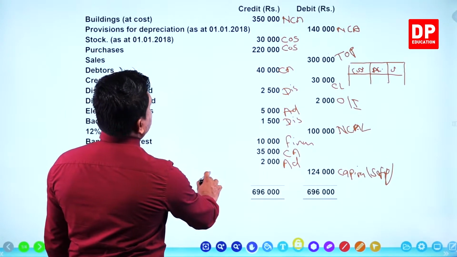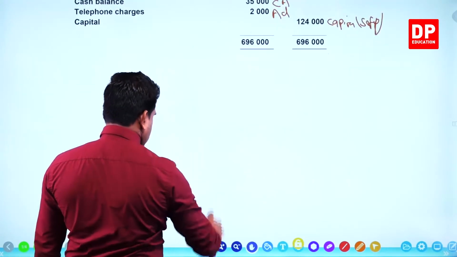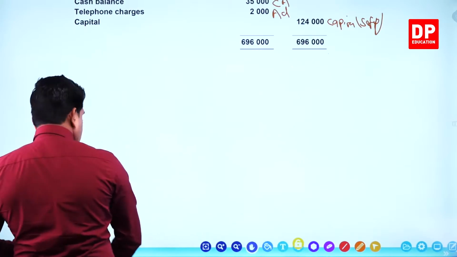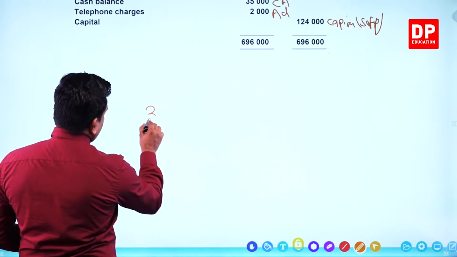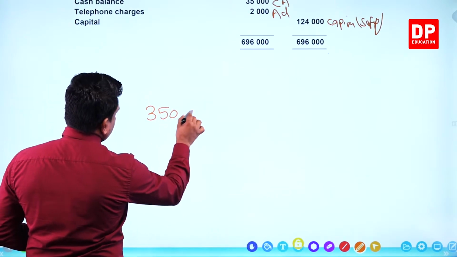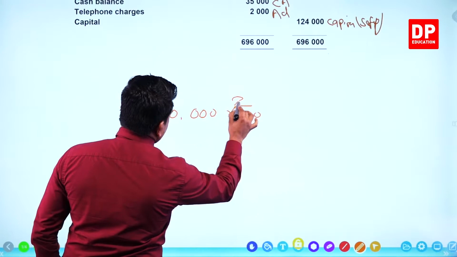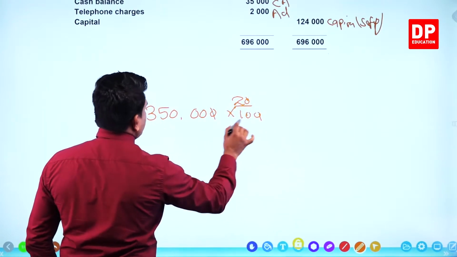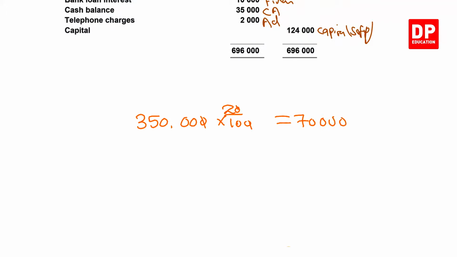Provision for depreciation 140,000. Building cost 350,000, right? See, 350,000 into 20% is the annual depreciation amount, right? Then how much? 70,000. Do this workings with me.